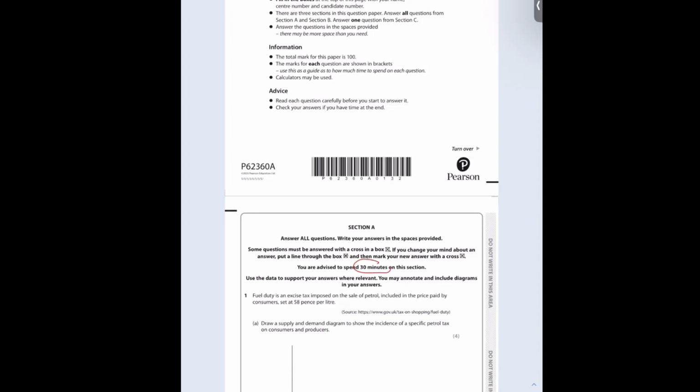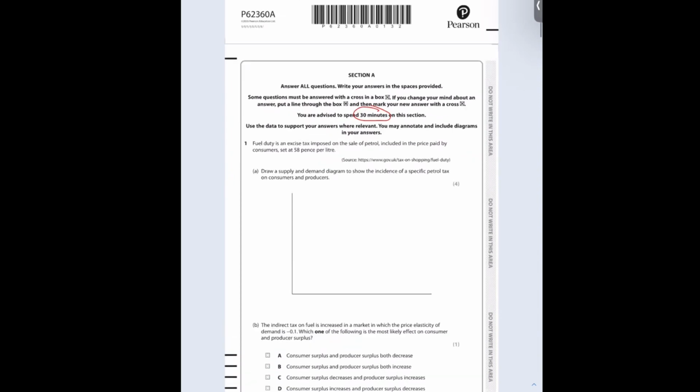Given 30 minutes, but as you will hopefully know, as part of your exam, it's essential that you try to save time on this Section A so that you have more time for Section B, Section C, where the marks are going to get higher, and they're going to have more of an overall influence on your final grade as well. So let's get started.